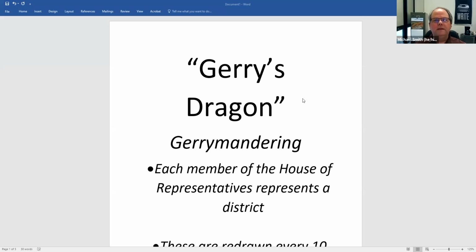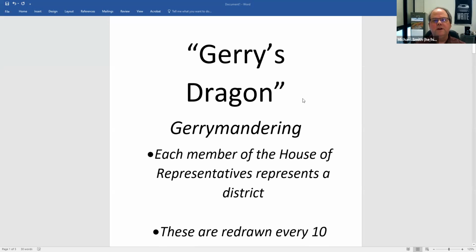Happy Constitution Day, September 17th, when we celebrate the signing of the American Constitution by the founders. Today's Constitution Day mini-teach is about Gerry's Dragon. Gerry's Dragon, otherwise known as gerrymandering, is named for Elbridge Gerry, a vice president of the United States and one of the founders.